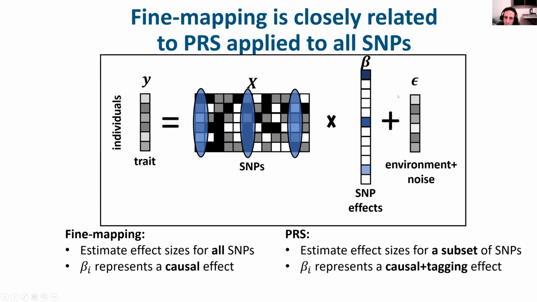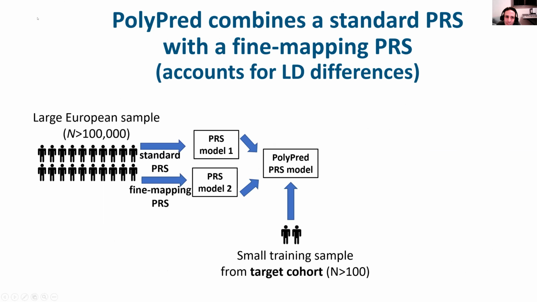All right, so hopefully I've convinced you that PRS and fine mapping are the same thing, and so we just did that. Sometimes there's a problem that you just ask yourself, why did no one ever do that? So that's what I said, and I didn't have a good reason, so I just went ahead and did that. And so we came up with this method, and we called it polypred. It's a bit trickier than that. What polypred does is essentially it combines two things, a standard PRS and what we call a fine mapping PRS. And this allows us to account for LD differences.